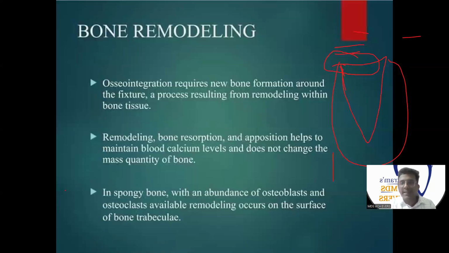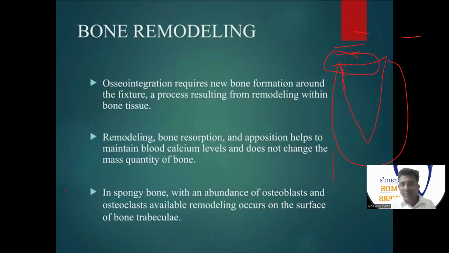Coming to the bone remodeling, we have placed the implant. Now the osseointegration has occurred over a period of time. It undergoes a remodeling, which requires new bone formation around the fixture, also called the implant. See, implant and fixture are synonyms. And this is a process resulting from the remodeling within the bone tissue.